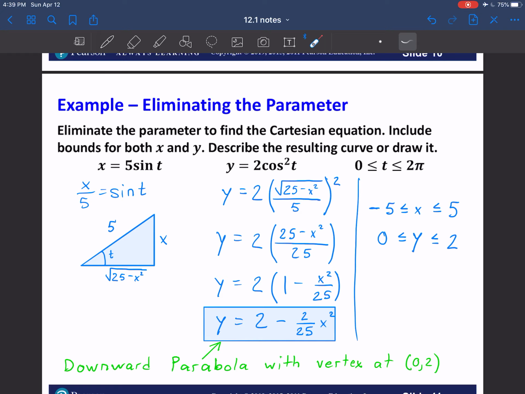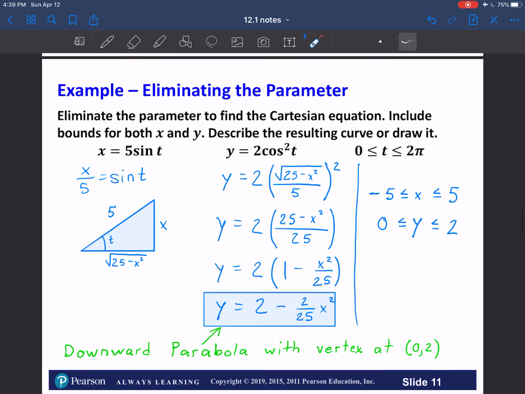But because t ranges from 0 to 2 pi, every value for sine will be achieved and every value for cosine will be achieved. All right, let's continue.